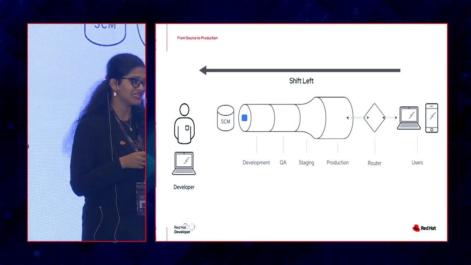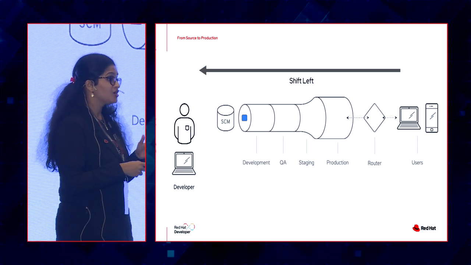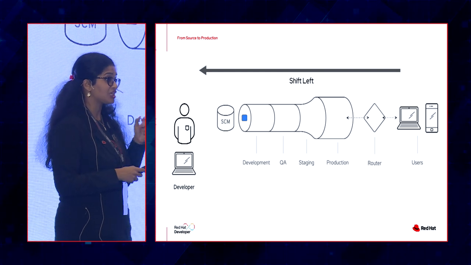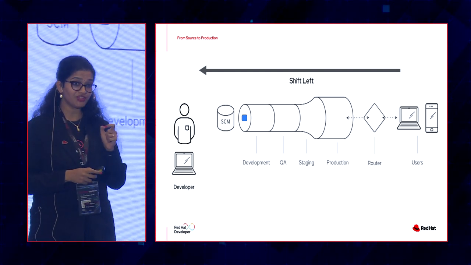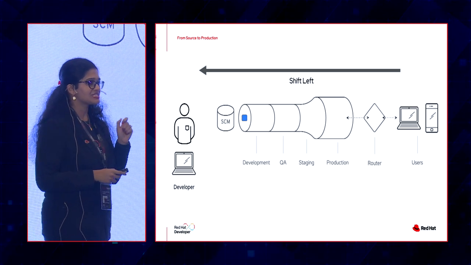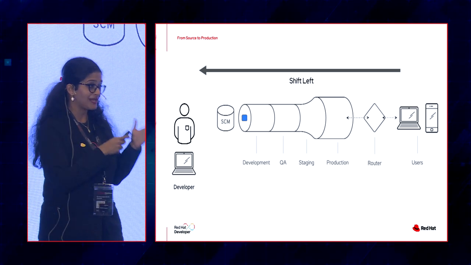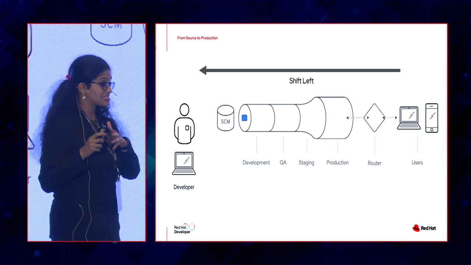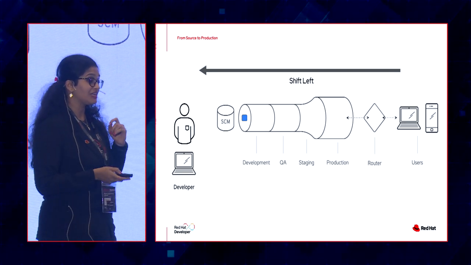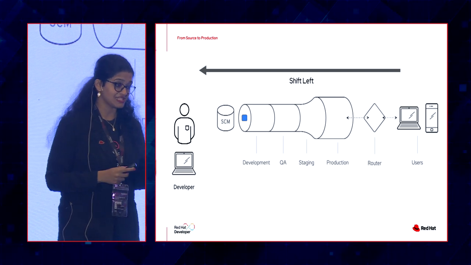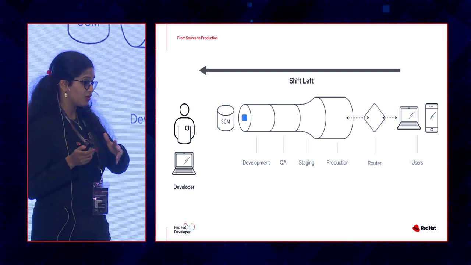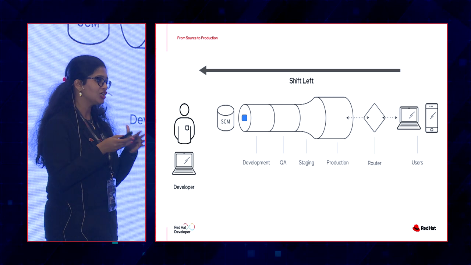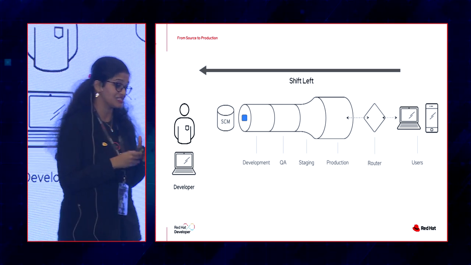DevSecOps is basically a part of shift left, where it is made sure that security is there in every phase of SDLC, starting from the planning to the coding, building, development, testing, and release. And we have real-time feedback and insights. Shift left is about shifting all the way to the left, to where the source code resides.